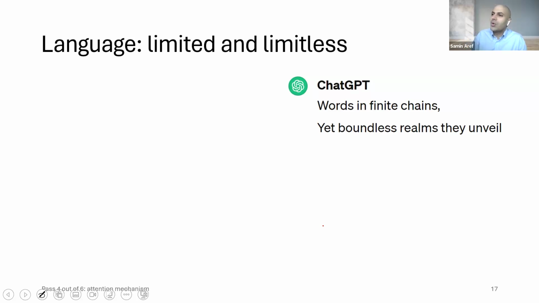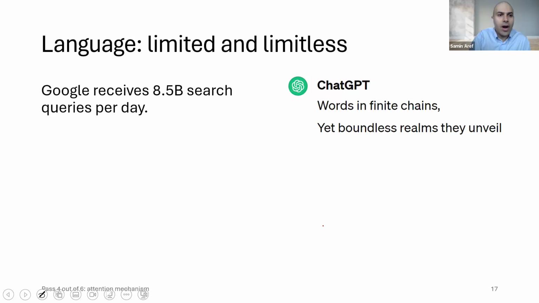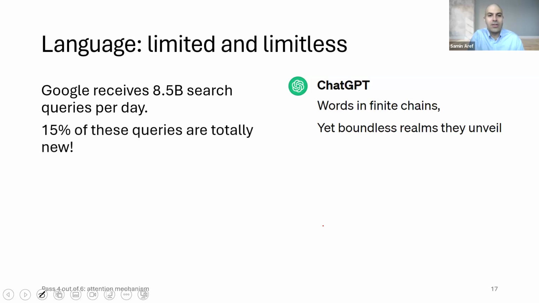So Google receives 8.5 billion search queries every day. And you might be wondering what percentage of these search queries are totally new questions. So I'm going to give you a few seconds to make a guess. Any number between 0% and 100%. All right, so actually 15% of the queries that Google search receives are totally new.